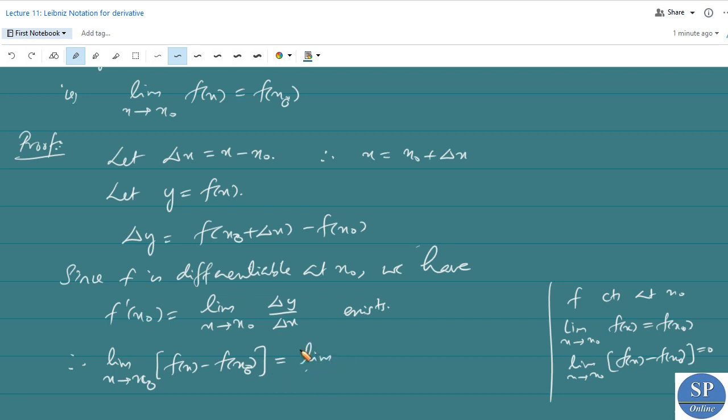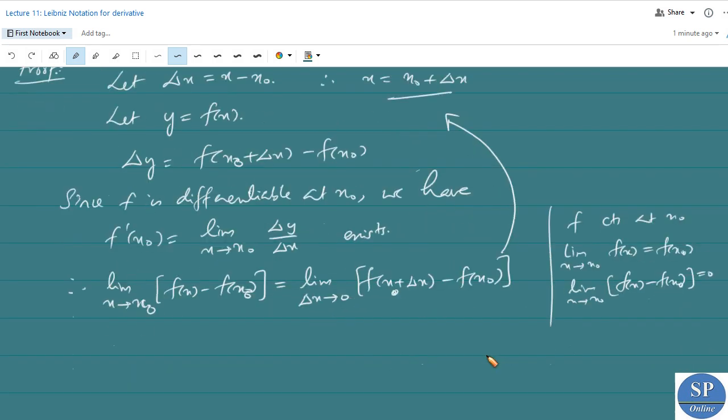the limit, where x is equal to x naught plus delta x. So as x tends to x naught, since x is equal to x naught plus delta x, delta x approaches 0. So this is nothing but, as delta x approaches 0, f of x naught plus delta x minus f of x naught, since x is equal to x naught plus delta x.